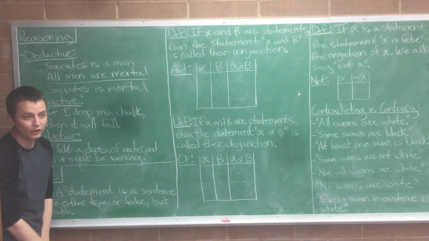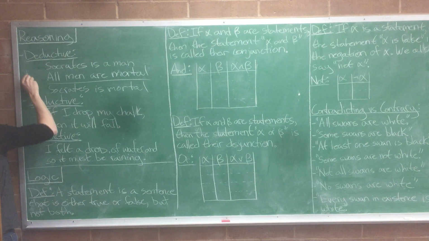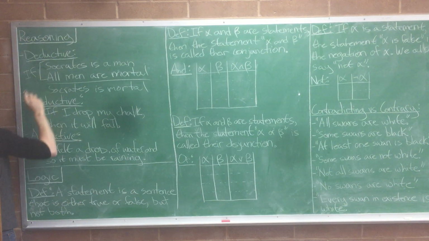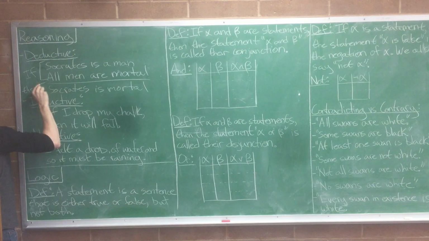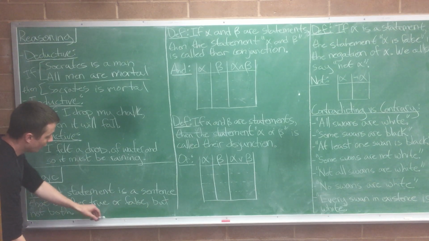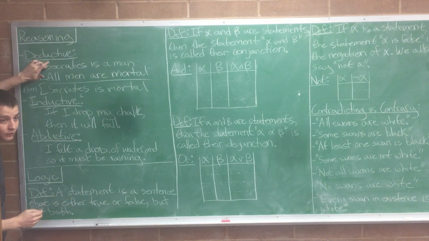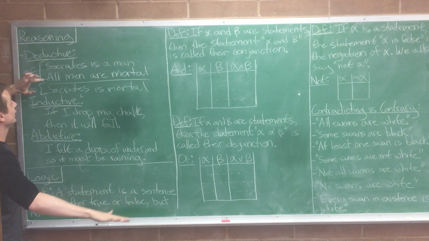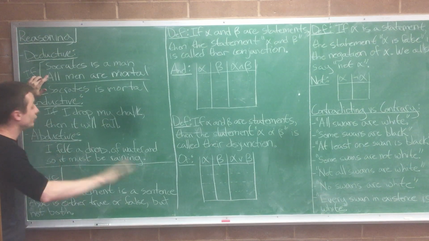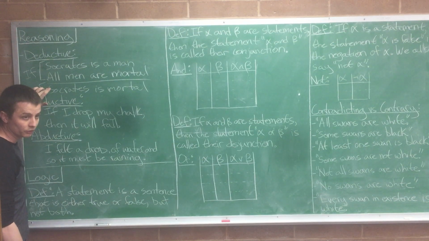And what you just barely used right there is deductive reasoning. Deductive reasoning says that if this is true, then this is true. Now, there's an important note with deductive reasoning. Deductive reasoning did not say that Socrates is a man is true. Deductive reasoning did not say that all men are mortal is true. Deductive reasoning did not say that Socrates is immortal is true.